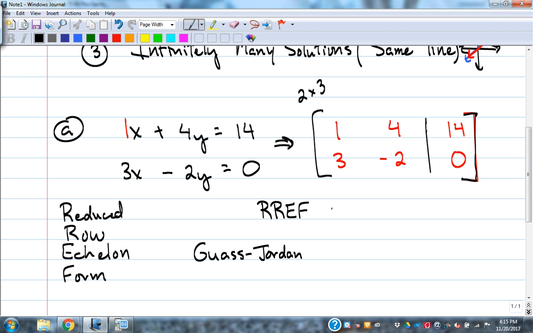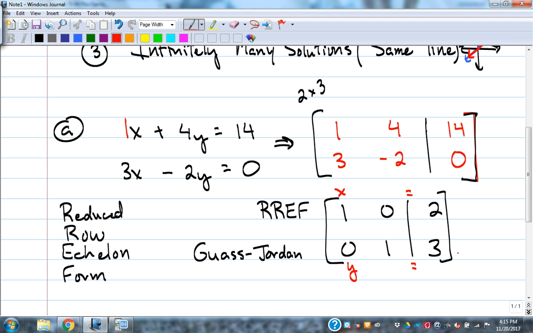Okay, so RREF produced this: 1, 0, 2, 0, 1, 3. I'll put that line there because I think this textbook's author does put it there. What this means is this row says that x equals 2. The second row says y equals 3. So we get x equals 2, y equals 3, in ordered pair form (2, 3). The ordered pair form is what we're going to go for here.